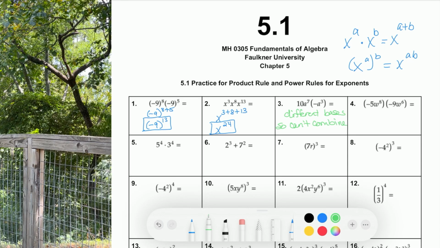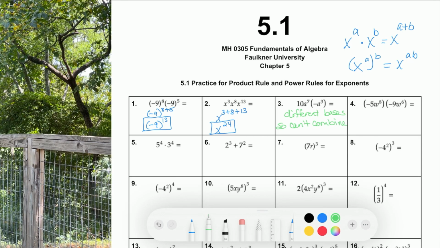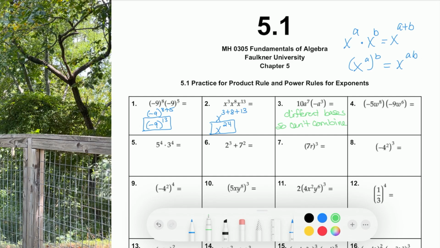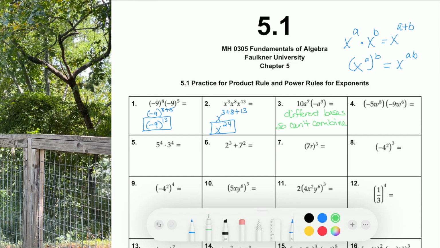Number 4, we have -5w to the 8th times -9w to the 6th. Our -5 and our -9 are different, but that's not what matters in this one. What matters is the w's. We have matching w's as far as they're both the same power. That's different than the previous problem where one was positive and one was negative. So we can actually combine these.